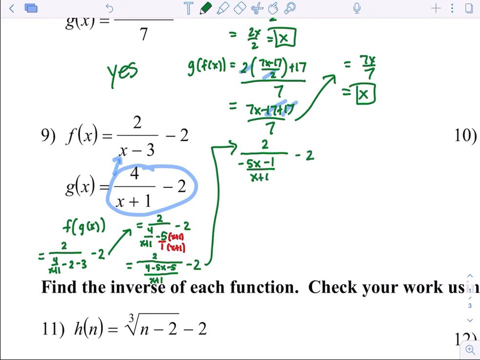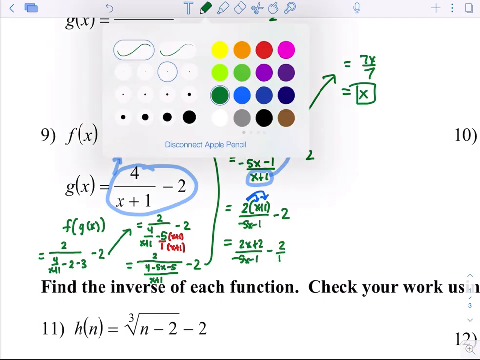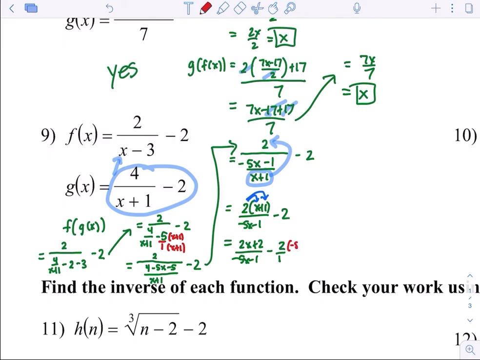Now, when you guys have a fraction over a fraction, what you really do is you just multiply this one to the top so that we just have one fraction. So 2 times x plus 1 all over negative 5x minus 1 minus 2. Distribute the 2 to both of these. So we're going to have 2x plus 2 all over negative 5x minus 1 minus 2. So we're going to combine this minus 2 now to both of them. So multiply top and bottom by negative 5x minus 1.